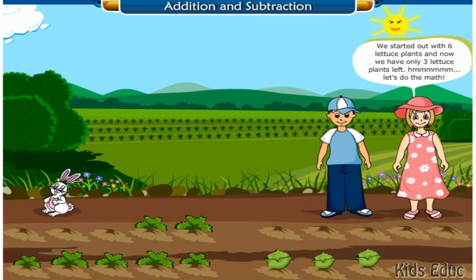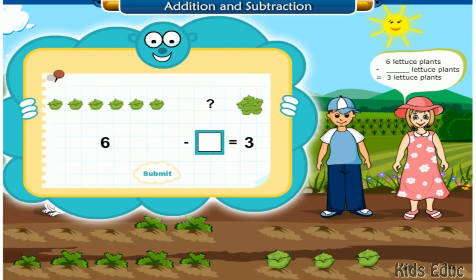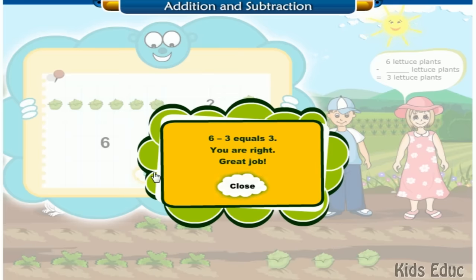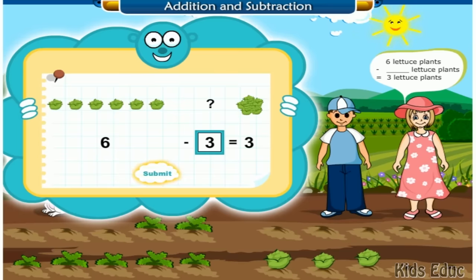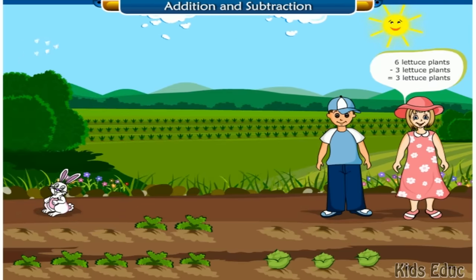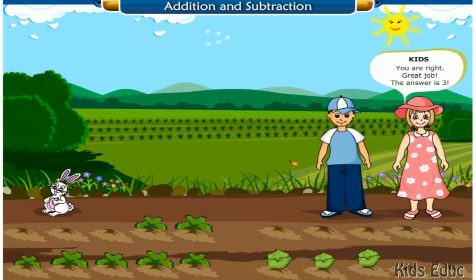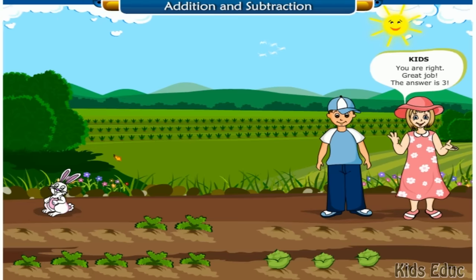Let's do the math. 6 lettuce plants minus lettuce plants equals 3 lettuce plants. 6 minus 3 equals 3. You are right. Great job. 6 lettuce plants minus 3 lettuce plants equals 3 lettuce plants. You are right. Great job. The answer is 3.